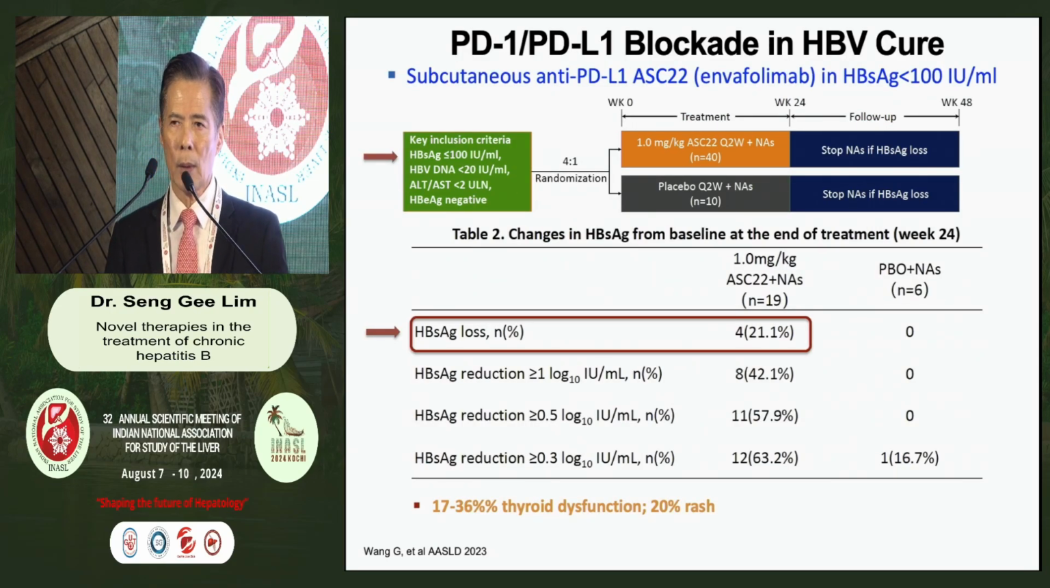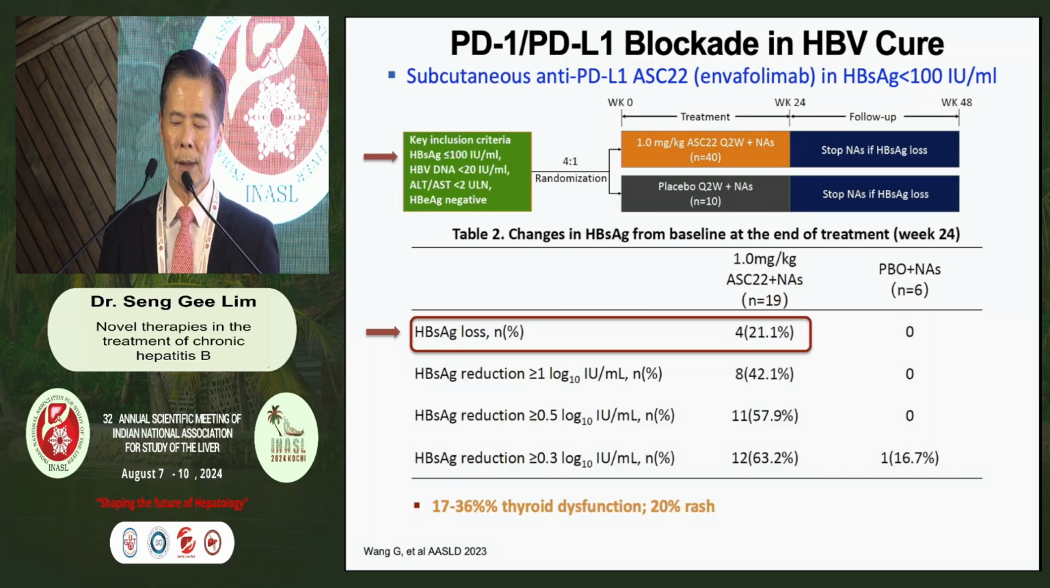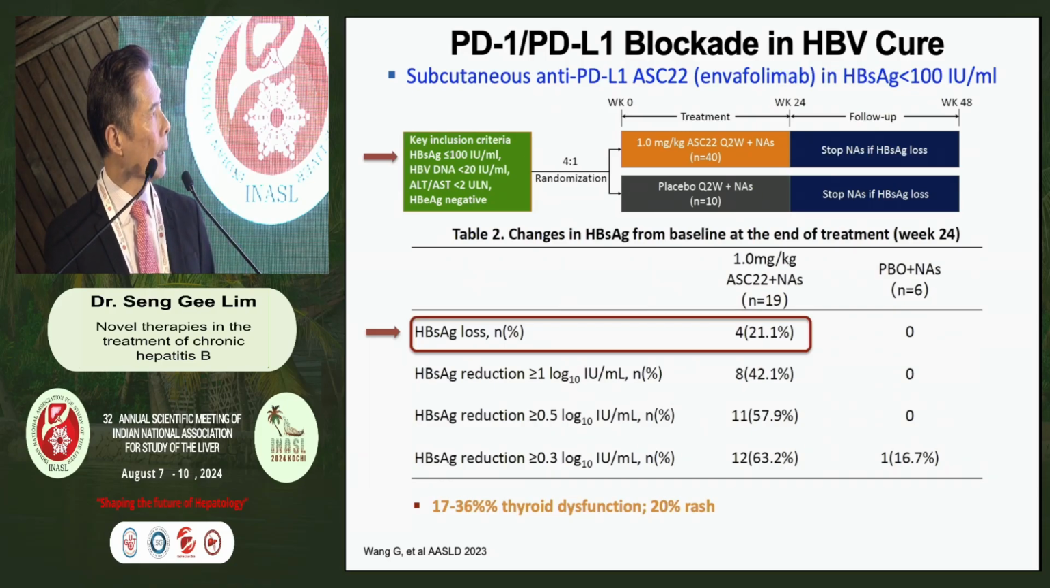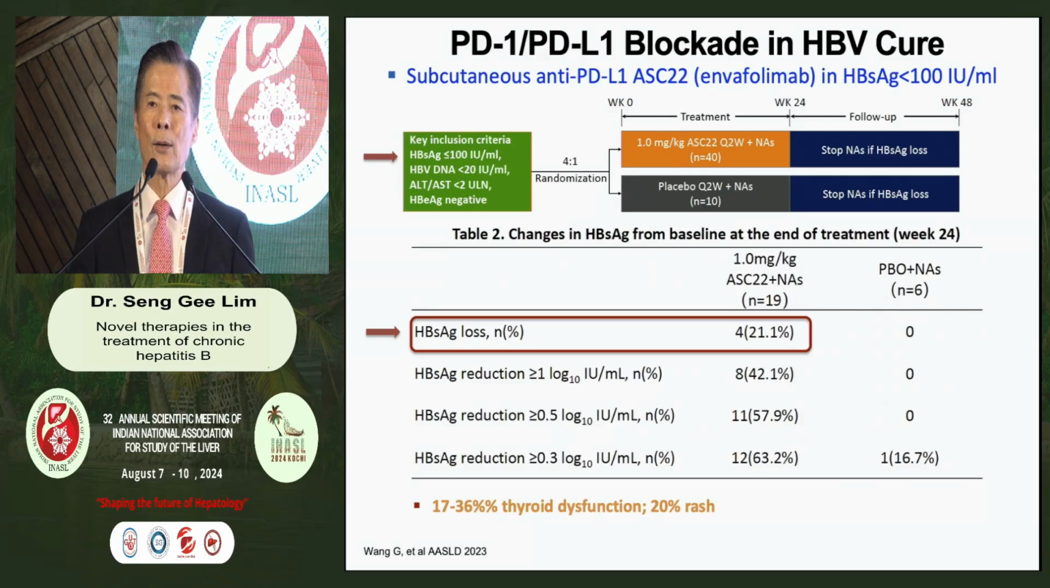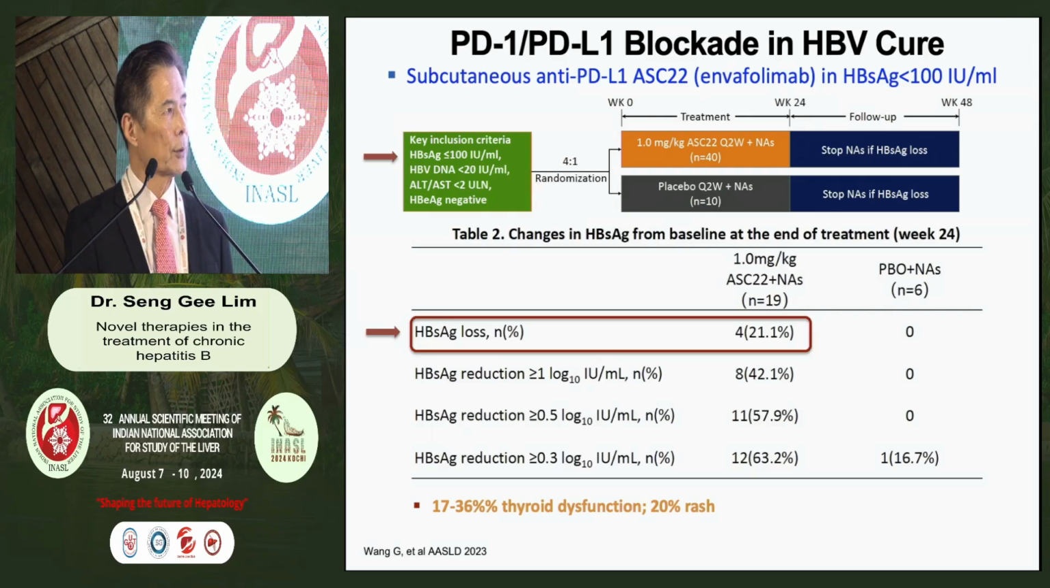PD-1 and PD-L1 is now the mainstay of oncological therapy for HCC. So people have thought that this would be a good strategy for patients with chronic hepatitis B as well. And this study was done, in fact, with a new drug, envafolimab, in patients with S antigen levels of less than 100 IU per mL. So this is a highly selected population of patients.